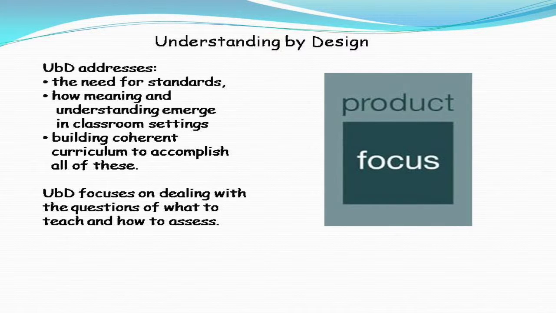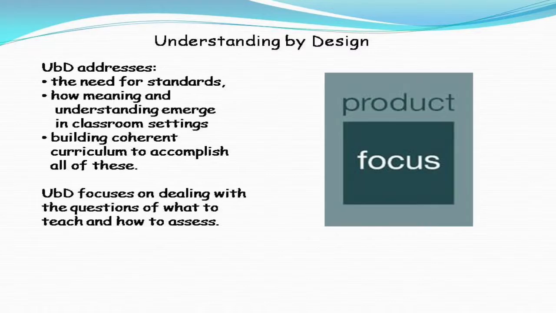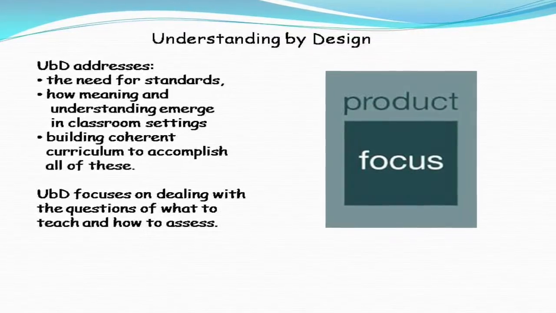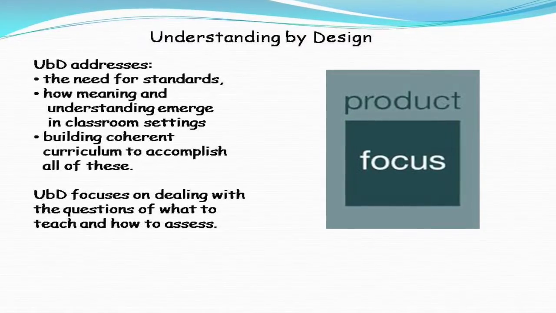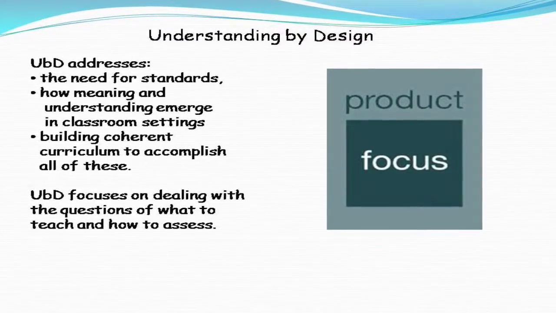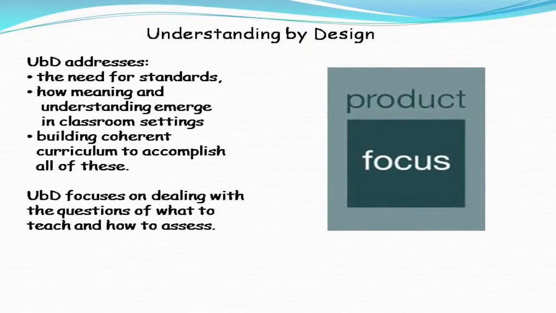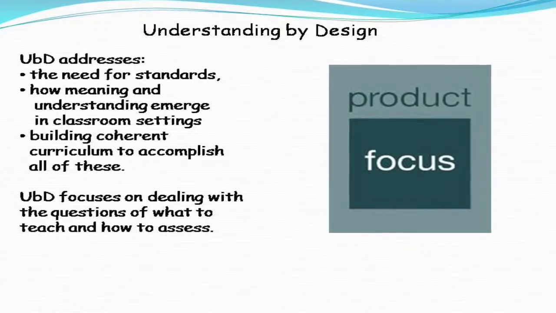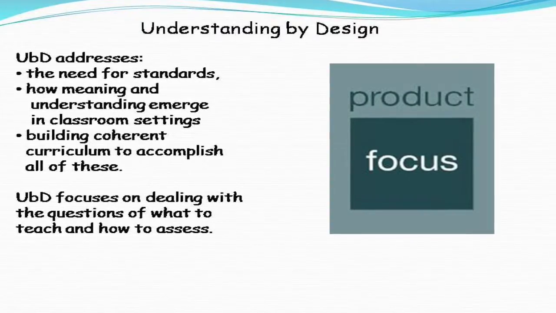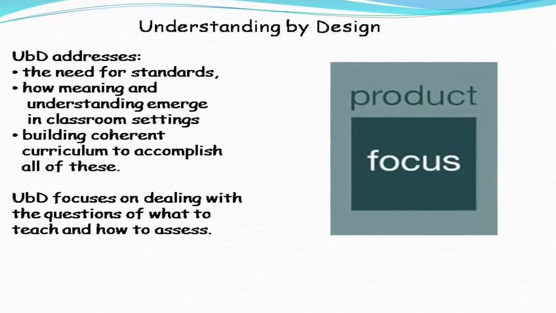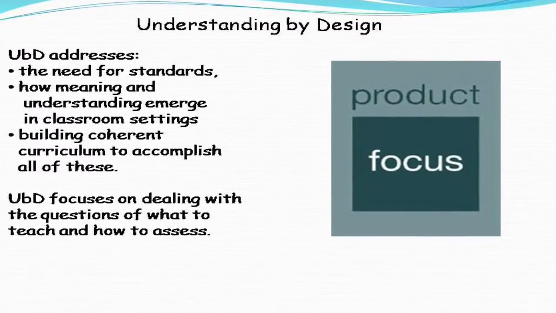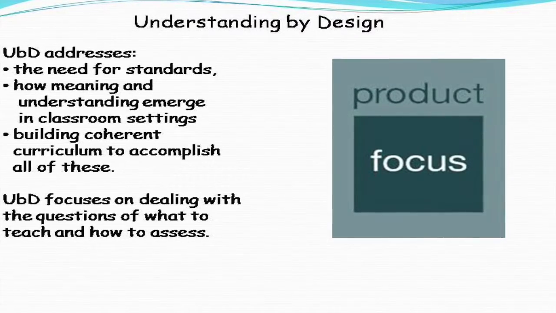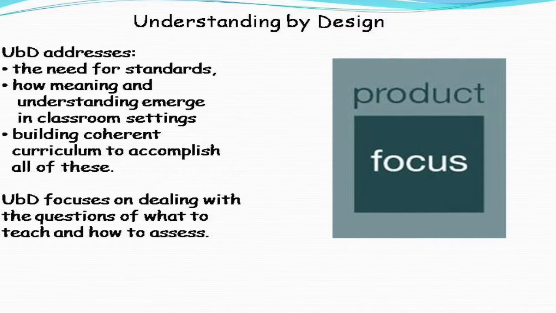Effective classrooms have five basic elements: students, the learning environment, instruction, content, and assessment. UBD addresses the need for standards, how meaning and understanding are realized in classroom settings, and building coherent curriculum to accomplish these. In addition, UBD focuses on dealing with the questions of what to teach and how to assess. In comparison, DI offers a method for considering diversity of learners during the curriculum planning process and deals with the questions of whom, where, and how to teach. For this reason, UBD and DI are both supportive and supplementary of one another.